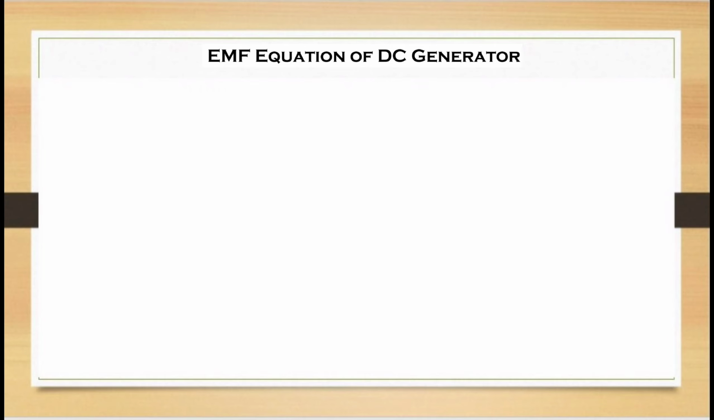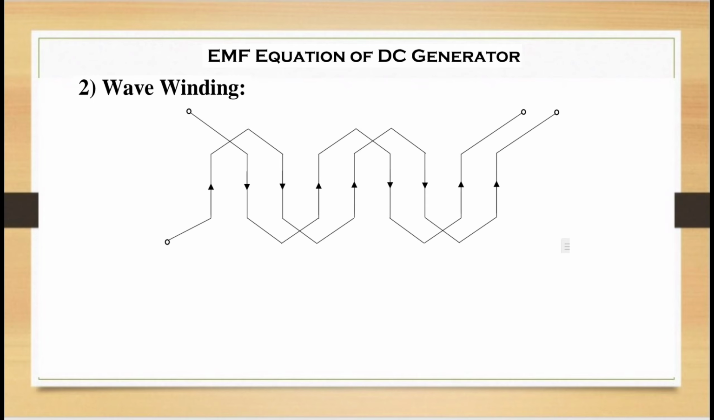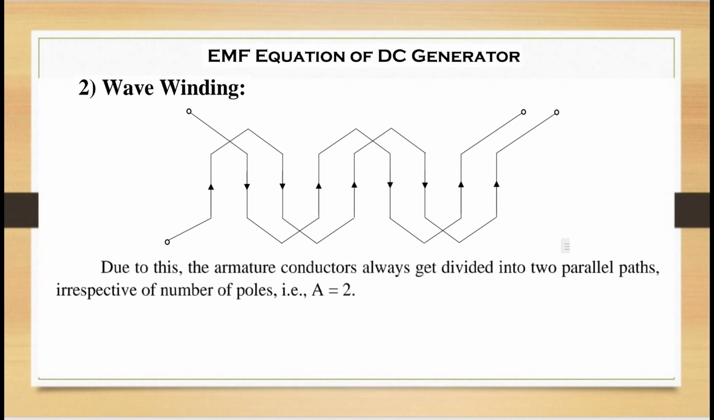Now another type is wave winding. In this type of winding, the winding travels ahead avoiding the overlapping, as shown in the figure. Due to this, the armature conductors always get divided into two parallel paths irrespective of the number of poles. That is, A is always equal to 2 only. Therefore, the EMF equation becomes E equals phi P N Z by 120.